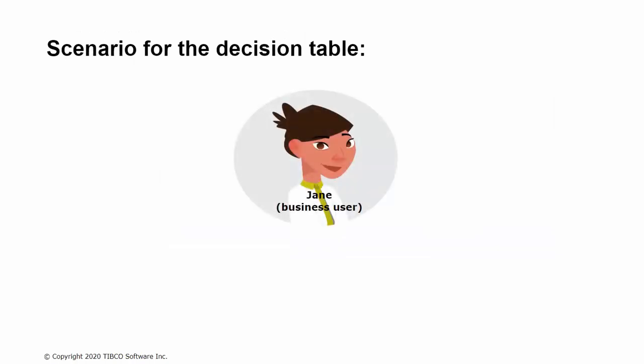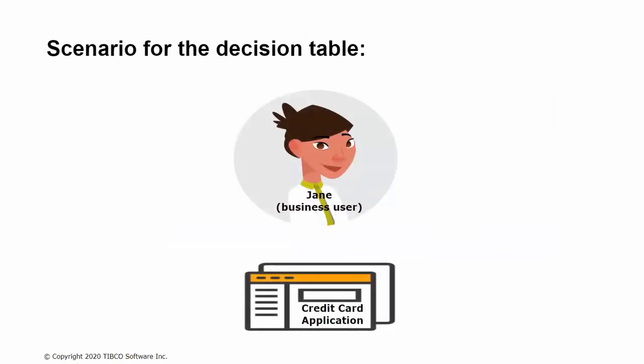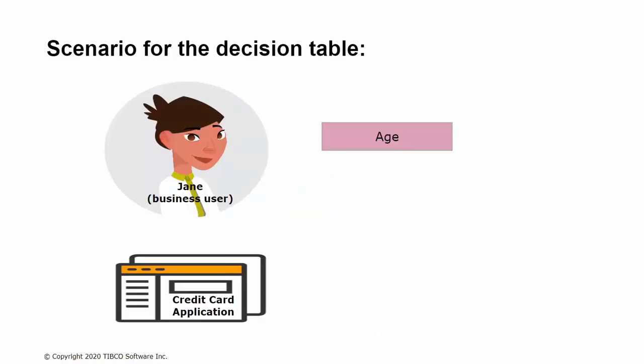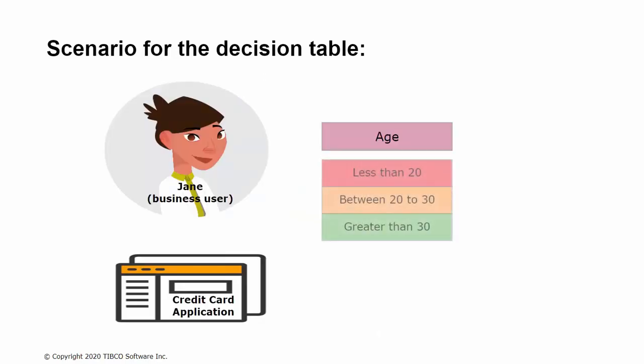Let's see an example where we have Jane, a business user working on a TIBCO Cloud Events application that manages a credit card approval process. Among other things, the application helps Jane define rules to process customers' credit card requests based on various criteria. One such criterion could be the applicant's age. Jane needs the credit card application to evaluate a new application status based on the applicant's age.